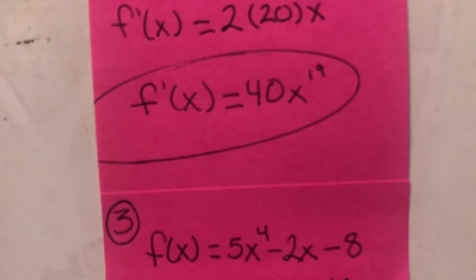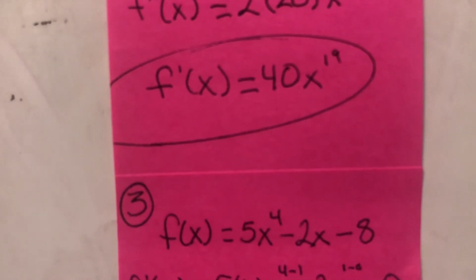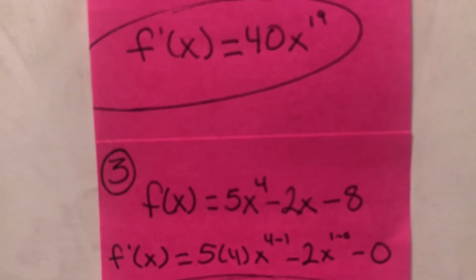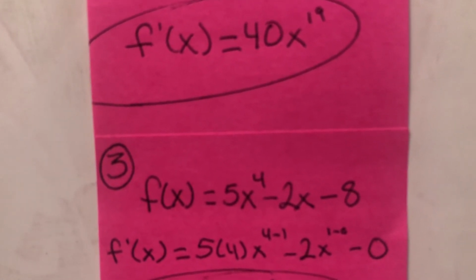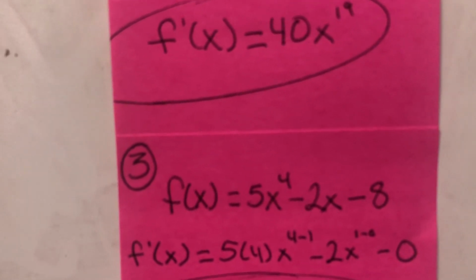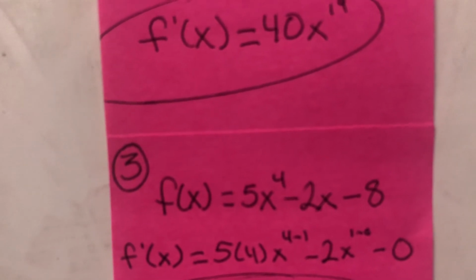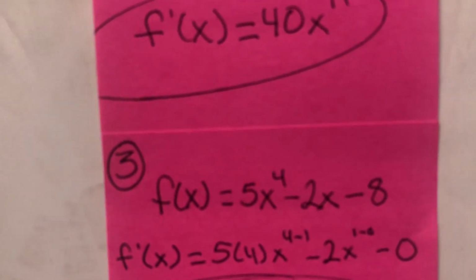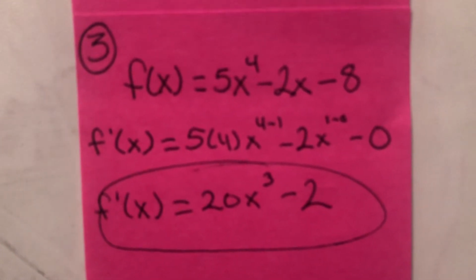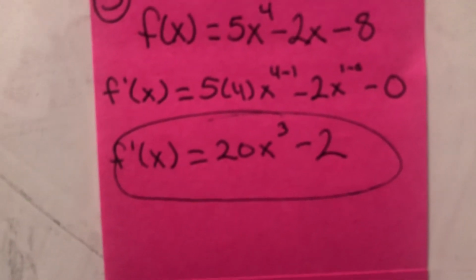Next example is f of x equals 5x to the 4th minus 2x minus 8. All you're going to do is bring down that exponent, then you're going to subtract 1 from the exponent. Then for the second term there, just 2x, and that x has an invisible exponent of 1, so 1 minus 0. And then we know that the 8 there at the end, the negative 8 rather, is just a constant, so it's going to be 0. Simplified out, that's going to give us the derivative is 20x to the 3rd minus 2.